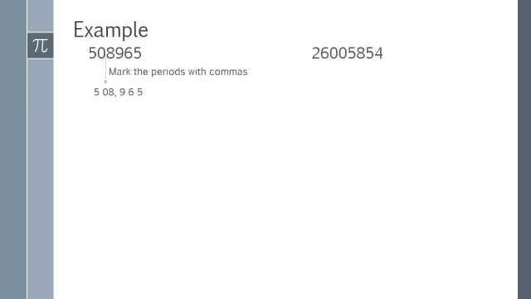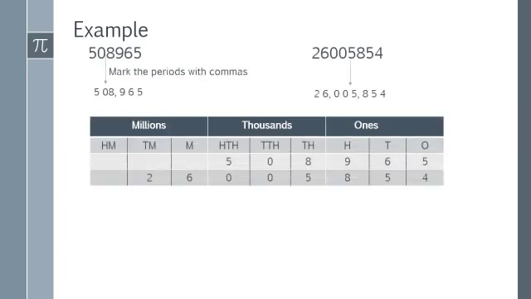Let us understand how to write numbers in the international place value chart. First of all, mark the periods with commas. As you know, all periods have 3 places, so put a comma after every 3 digits. Now draw the international place value chart. Name the places in each period from right to left.